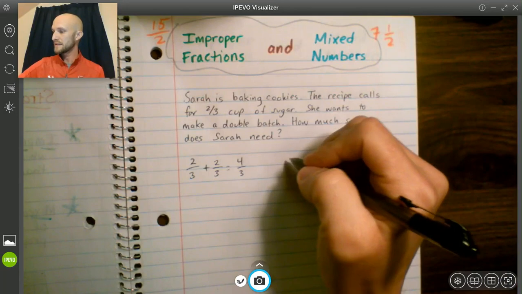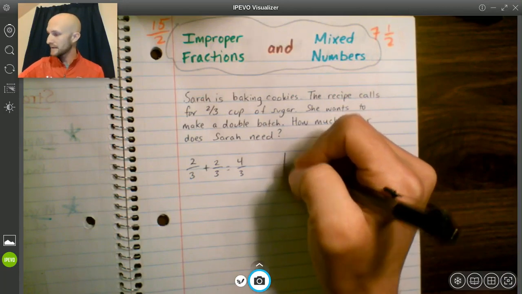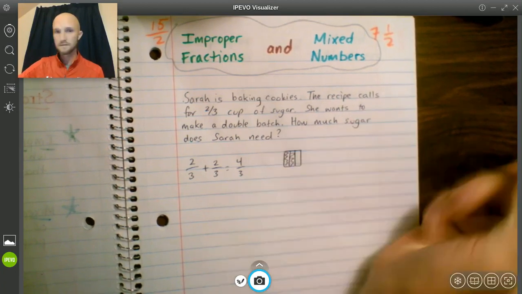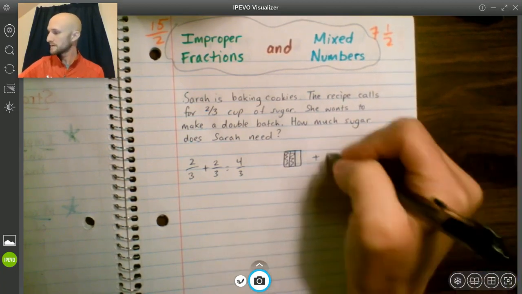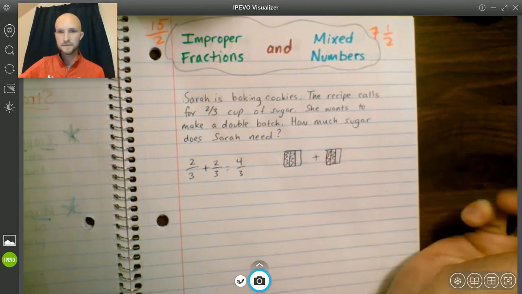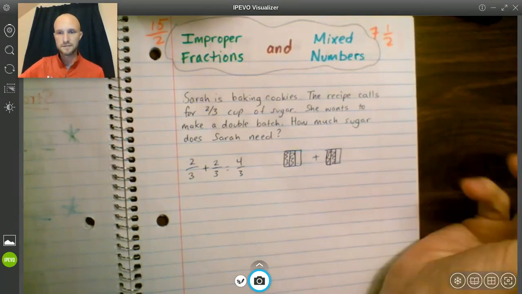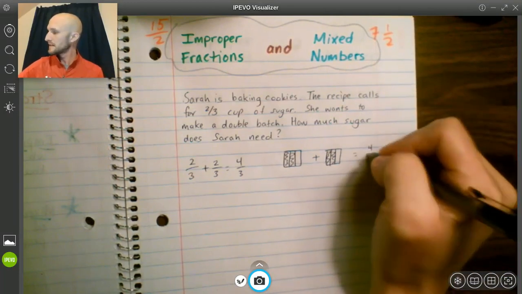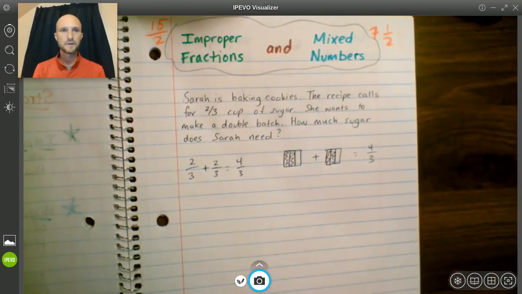We could see that Sarah has thirds, 2/3, plus another 2/3. So I just drew squares, rectangles, and made them into thirds. And I see 4/3, okay? Now I could show that visually again another way.